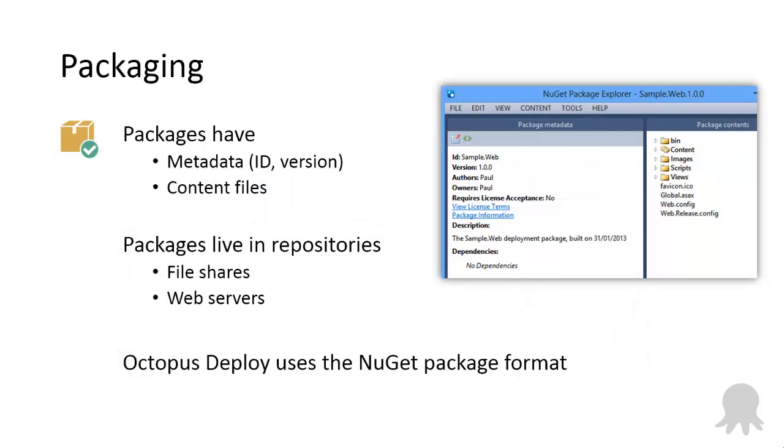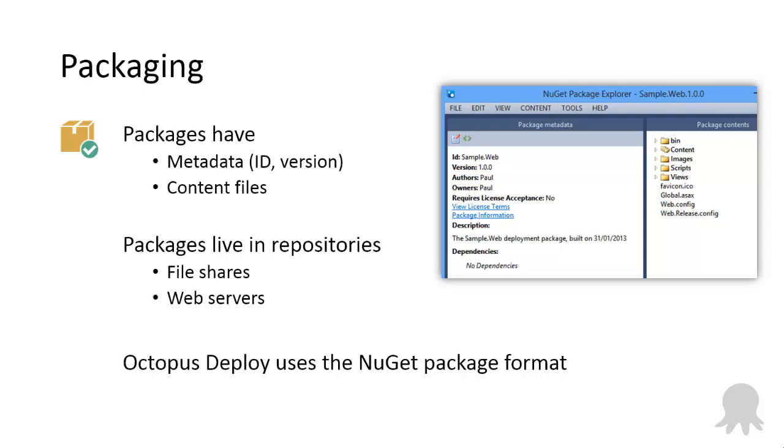Now, I mentioned that Octopus relies on applications being bundled into packages. What's a package? Well, a package is like a zip file, but with extra metadata stamped on it. Importantly, this metadata includes an ID and a version. All of your packages go to a package repository, which makes it easy to find, say, version 1.3 of your web application in case you ever need to deploy it.